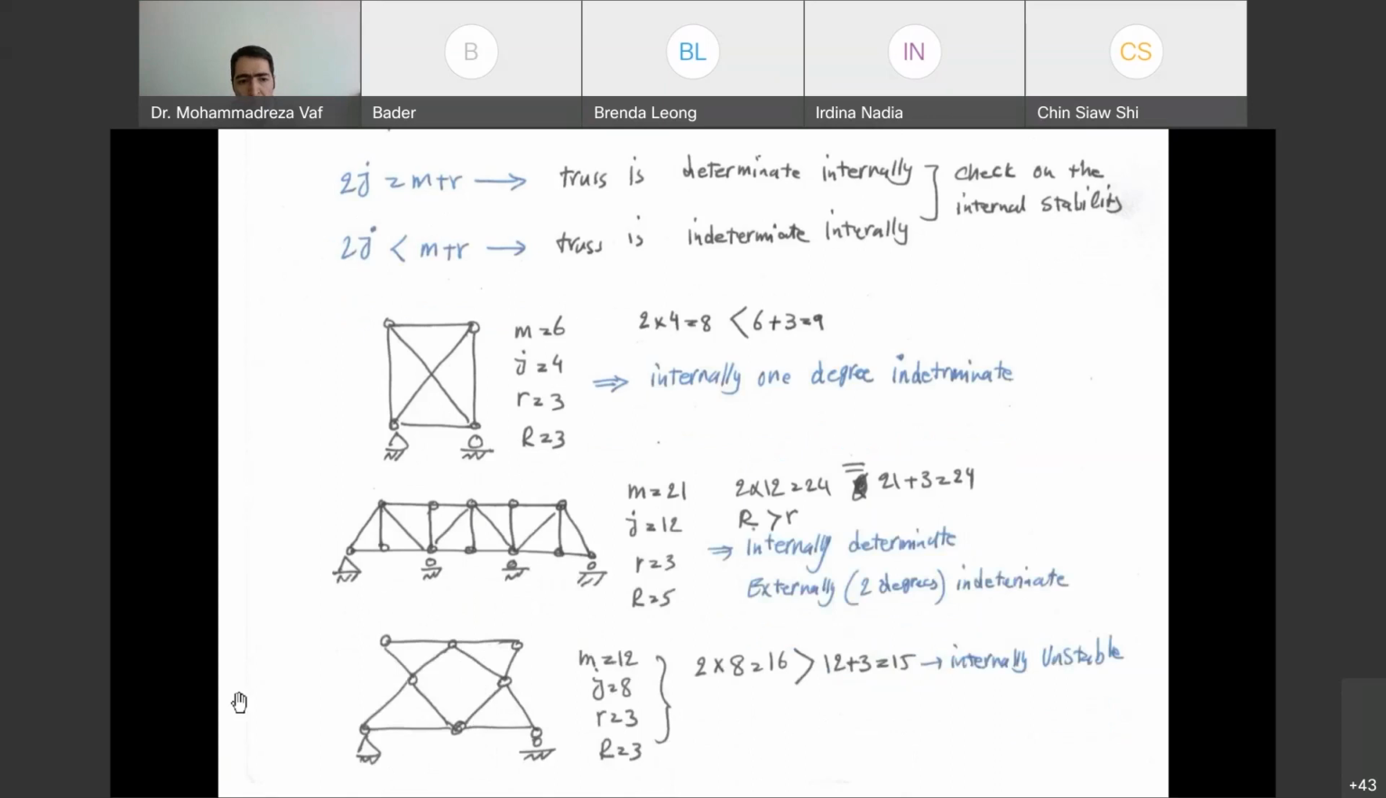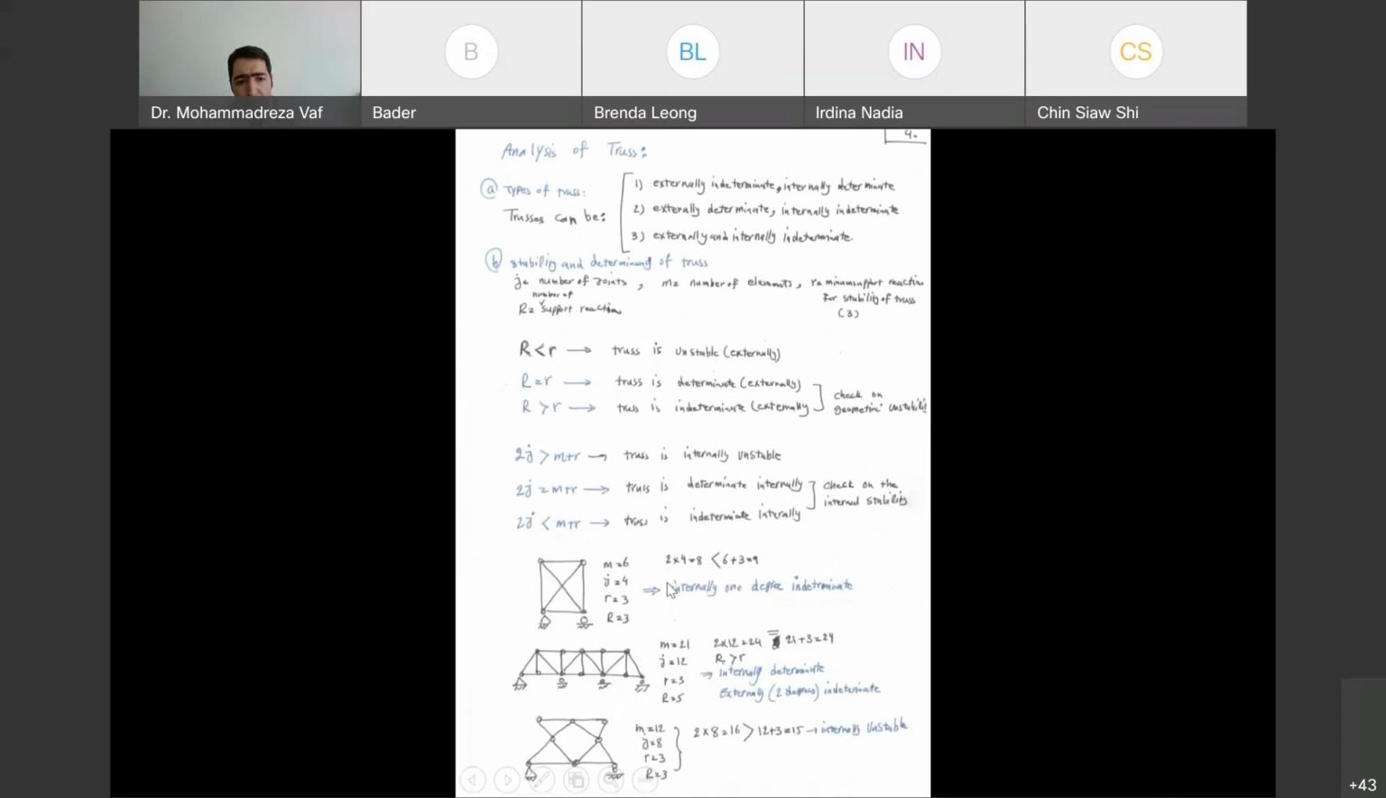What does it mean? If you apply a force horizontally or vertically to this truss, you will see that the truss is going to have a large deflection. It comes down. So this truss is not tolerating any force that is applied to it, and it is in an unstable condition. Let me just give you another example. Let me see if I can draw it here.